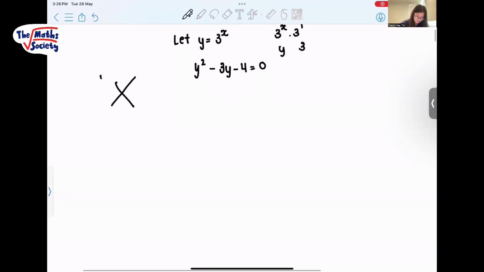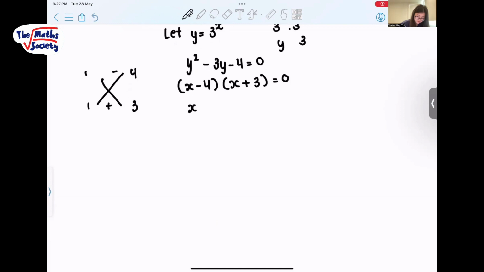So it's just going to be 1, 1, 4, 3, and because it's minus, it's going to be 1 times minus 4 and 1 times plus 3. So it's going to be (y minus 4)(y plus 3) equals 0. So you're going to get y equals 4 or y equals minus 3.